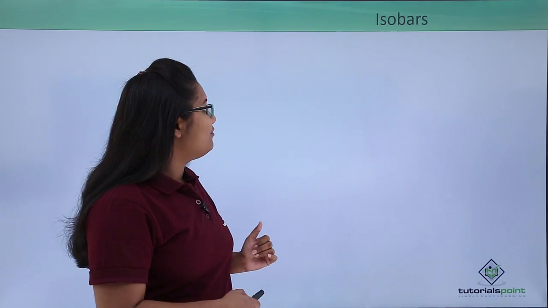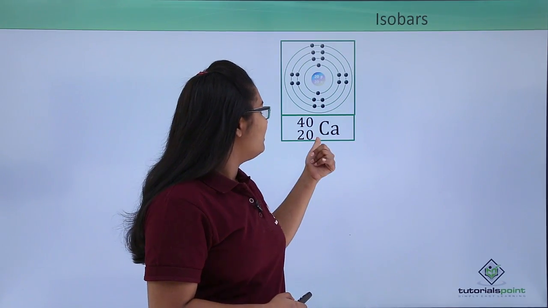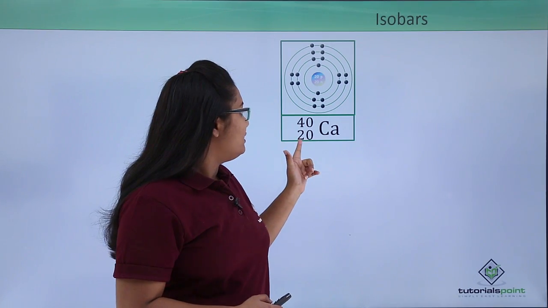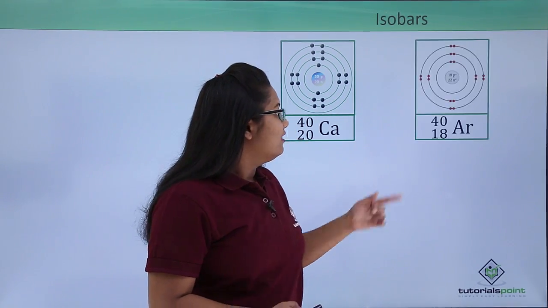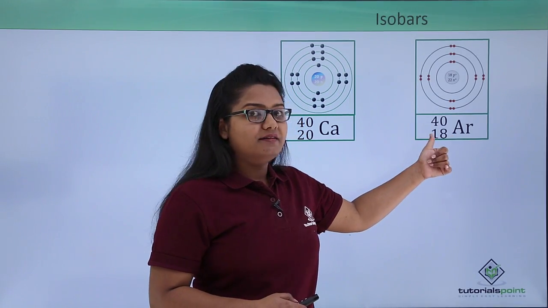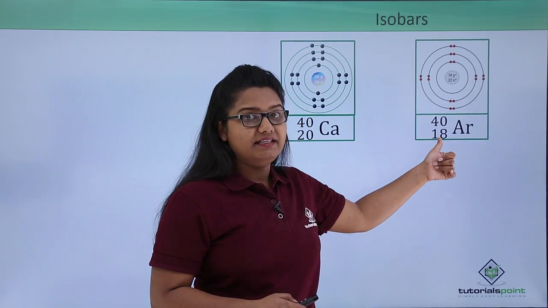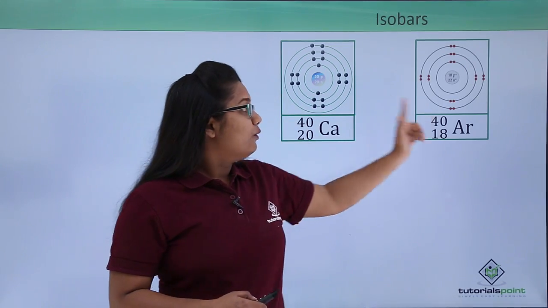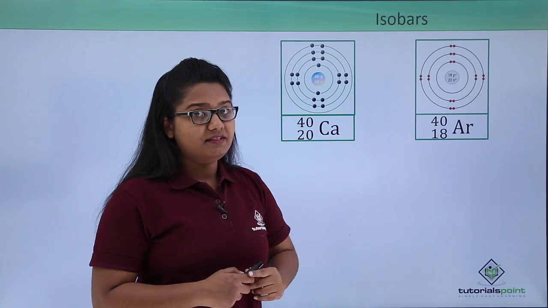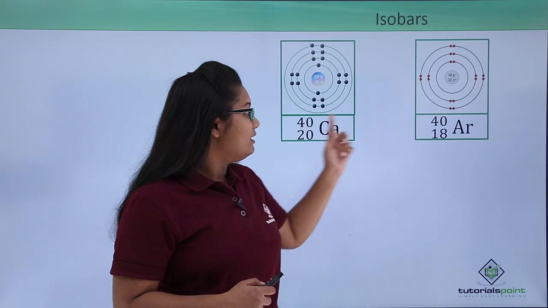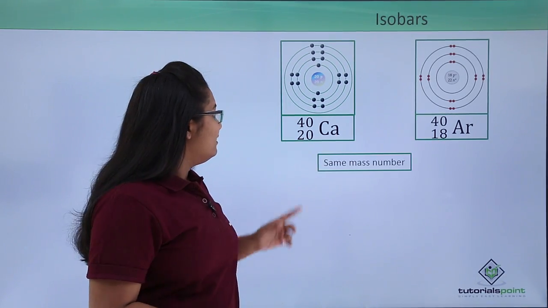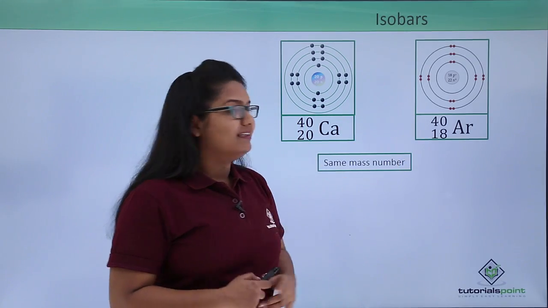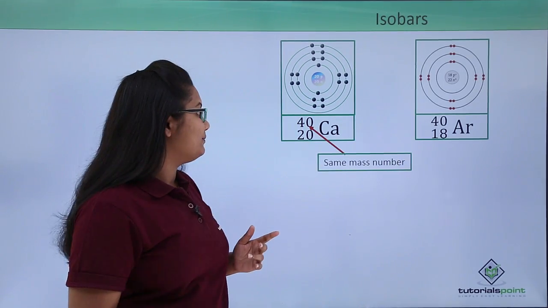Now here I have two atoms: one is of calcium with atomic number 20 and mass number 40, and the other one is argon, with mass number 40 and atomic number 18. If you clearly notice these two atoms, we see that the atomic numbers are different, but their mass numbers are exactly the same, that is 40.